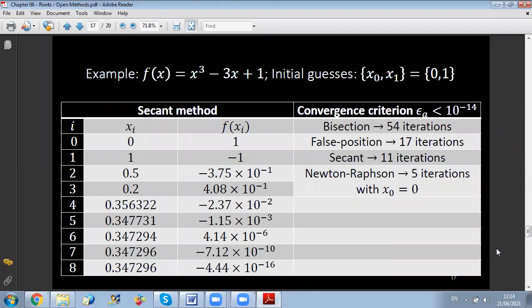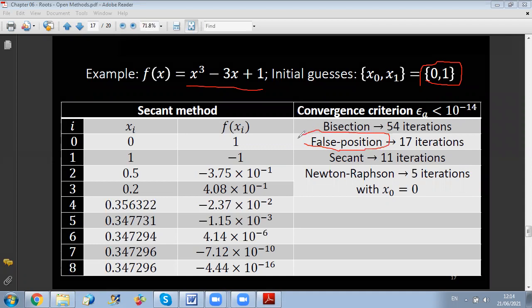Okay, doctor, here you put that we can use several methods and the iterations of each are different from each other. Exactly. But why, for example, did we go down from 54 to 17? What is the reason? If you draw this function between 0 and 1, you will see that its behavior in this interval is close to the linear profile. Because its behavior is not very far from the linear profile, the false position method will do a great job. It will be much faster than the bisection method.